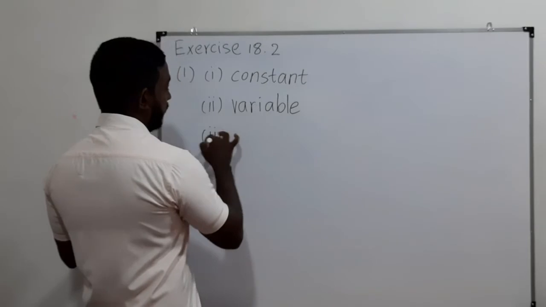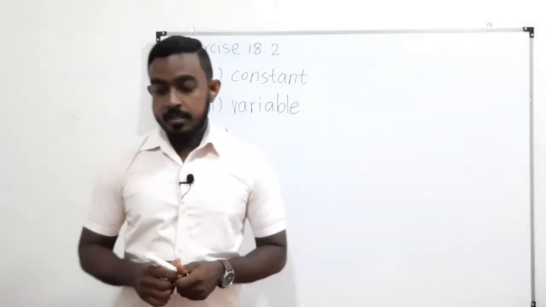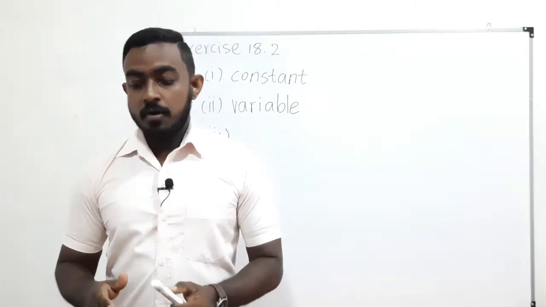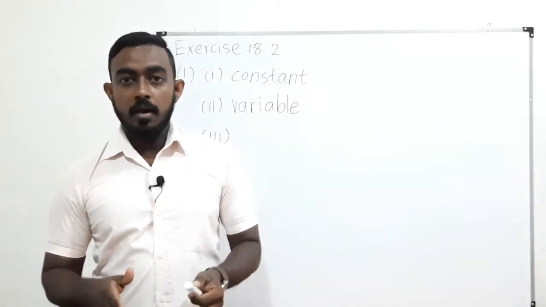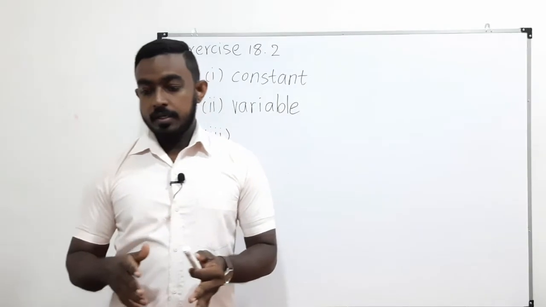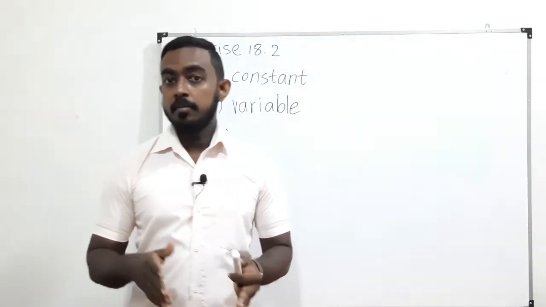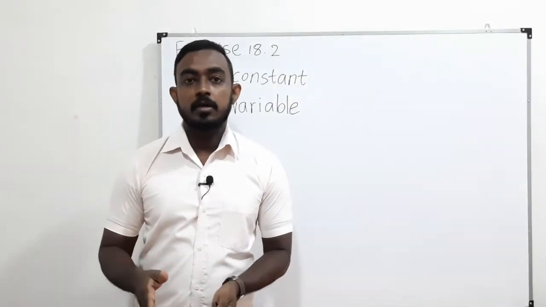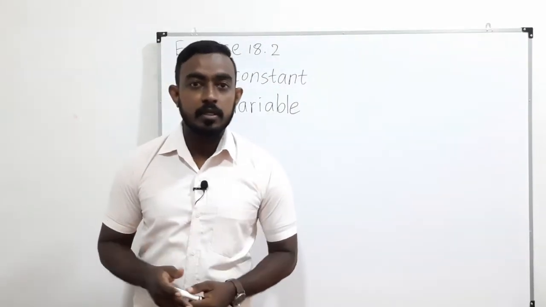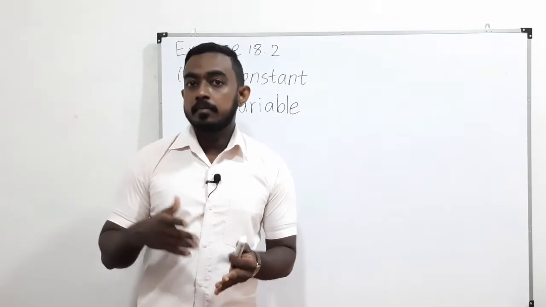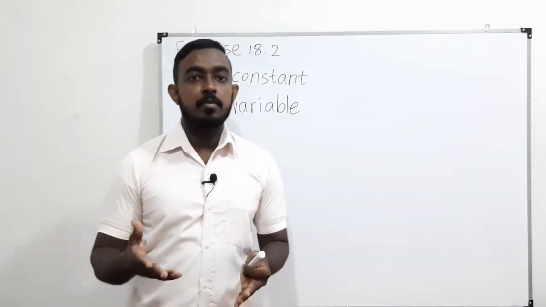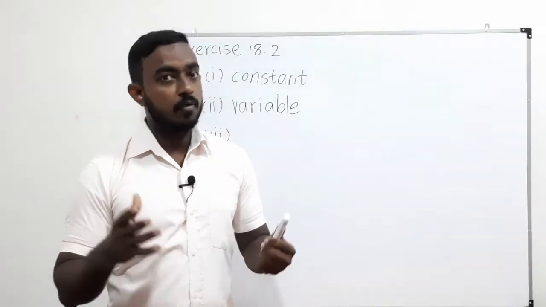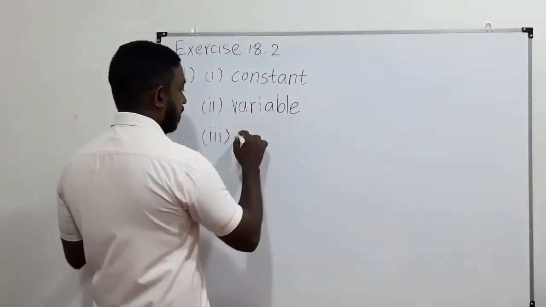For Roman number 3, they say the time taken for a jet to travel from the Katunayake International Airport to the New Delhi Airport. So you know that it may change. It may change every time according to the weather conditions and some other conditions. So therefore, we can say that it is a variable.